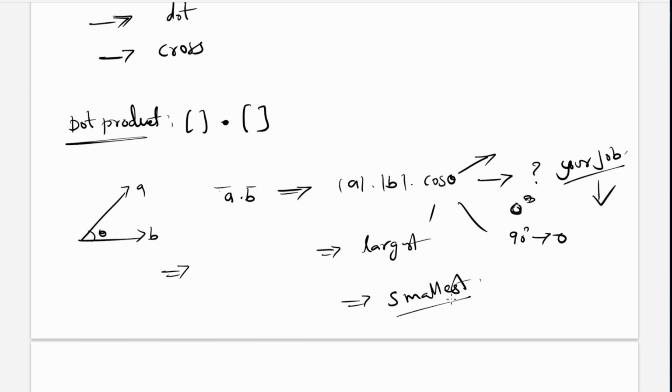And the small bit is confusing as of now, so I'll explain it again. Okay, so come to the cross product. It tells how much two vectors point out in different directions.